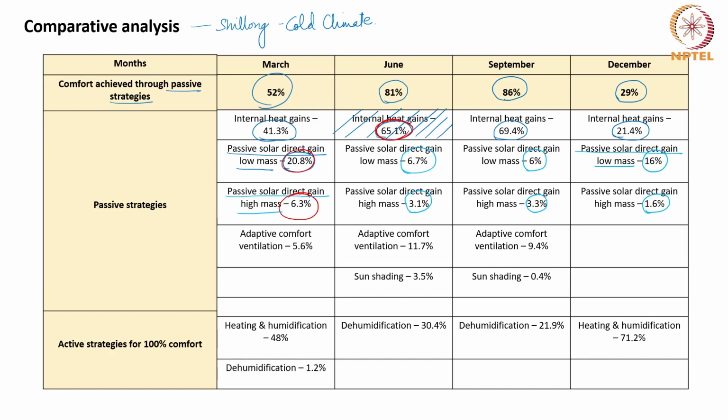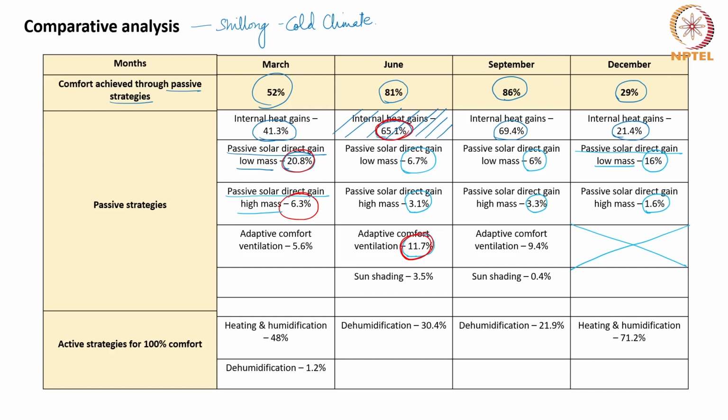Adaptive comfort ventilation is not to be used in the month of December but can be used for the other months, and is most effective with 11.7% of the total uncomfortable hours shifting from uncomfortable to comfortable, which is in the month of June.